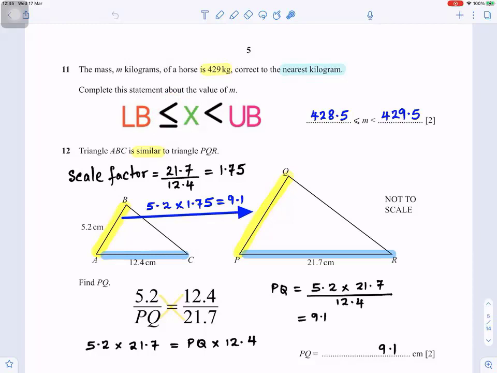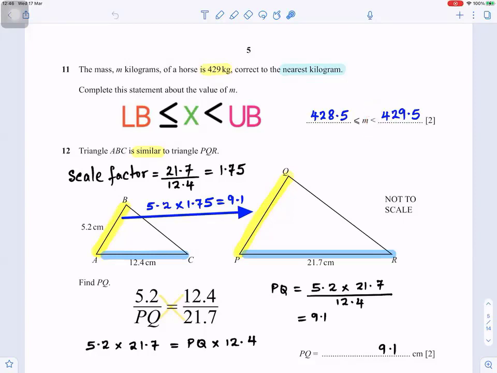So what numbers round to 429? If you have 428.5, you can round it up to 429. But you want a number which is below 429.5, because that is what you can round to 429. You cannot round 429.5 to 429. That's why it is strictly less than there.